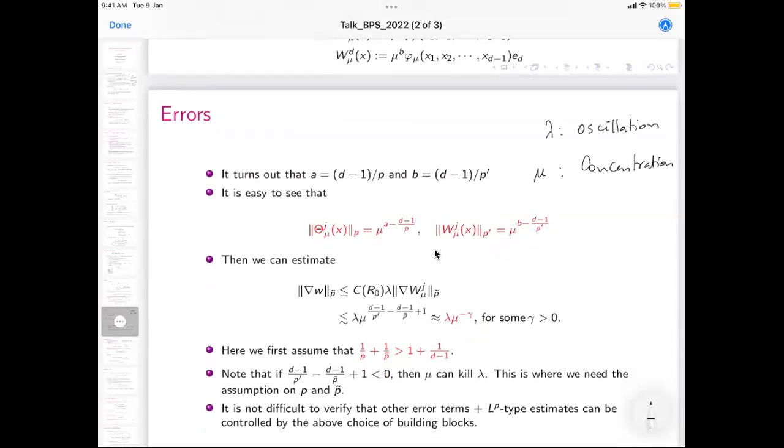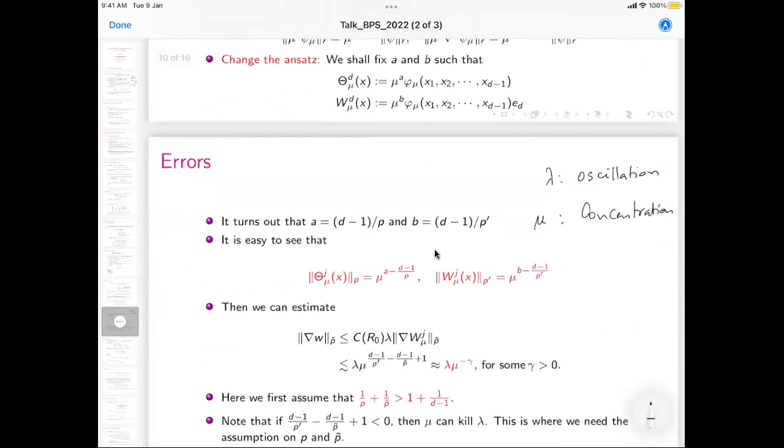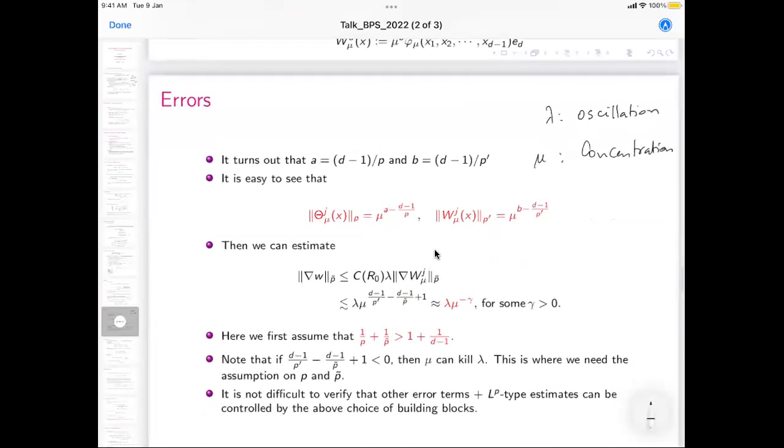Okay, so very quickly, if you do this concentration business, now you calculate your gradient of W. That's what we were calculating, right? And if you do the LP estimate or LP tilde estimate, you get a term like this: gradient is hitting here, lambda is in front. But now the LP tilde norm of this is given by this, because of the elementary calculation we saw. So now you are in business because there are two parameters, lambda and mu.